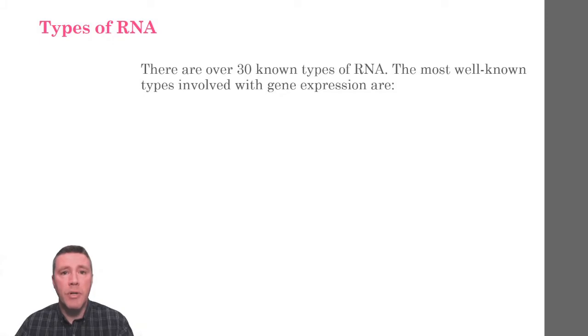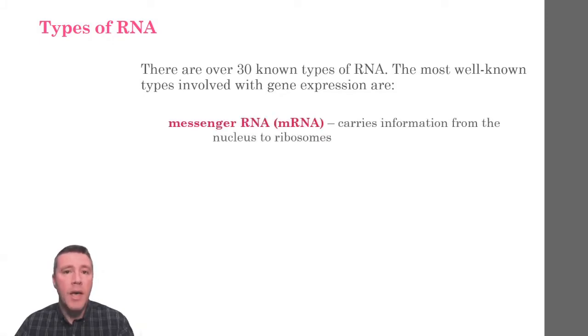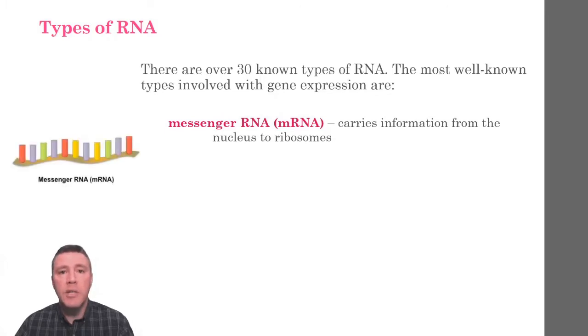Before we move into the details of translation, let's briefly review the types of RNA that play major roles in gene expression. Although there are dozens of types of RNA that have been discovered, there are four that we need to be reminded of. mRNA, or messenger RNA, produced in the nucleus, carries genetic information from there to a ribosome in the cytosol.